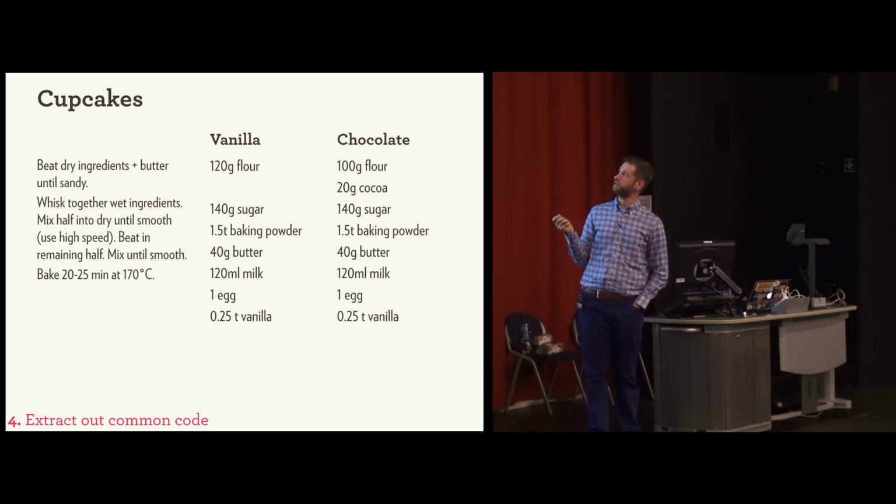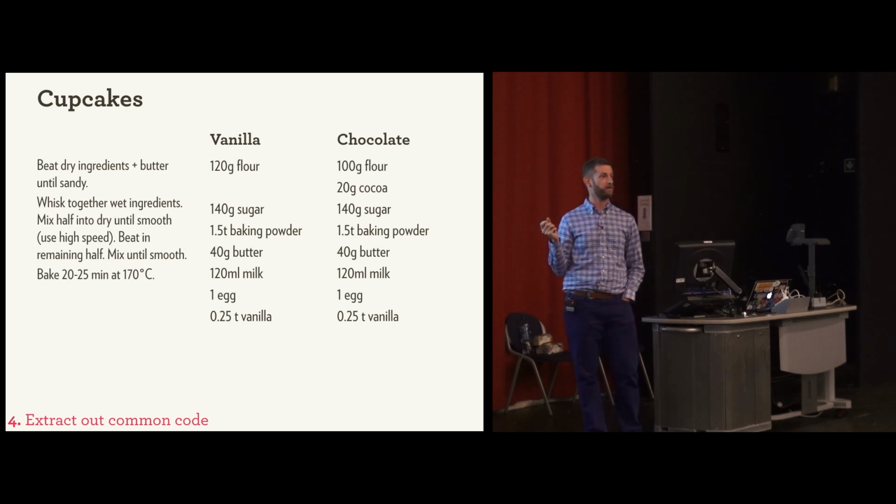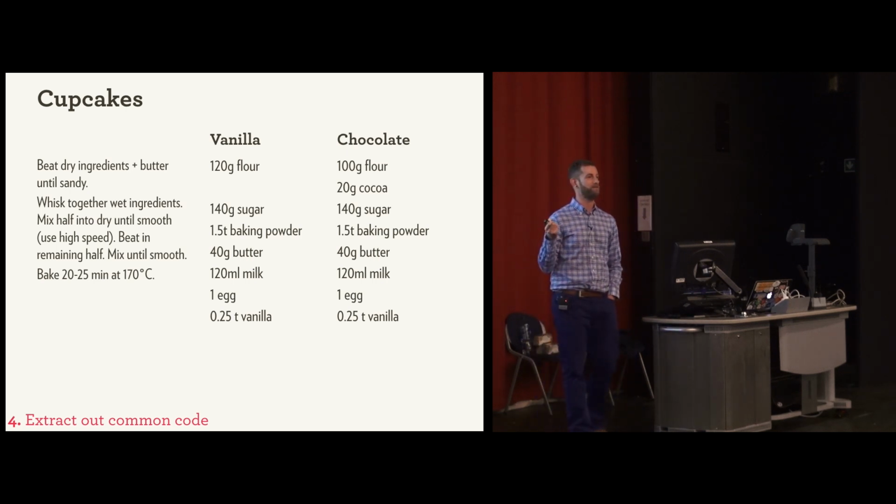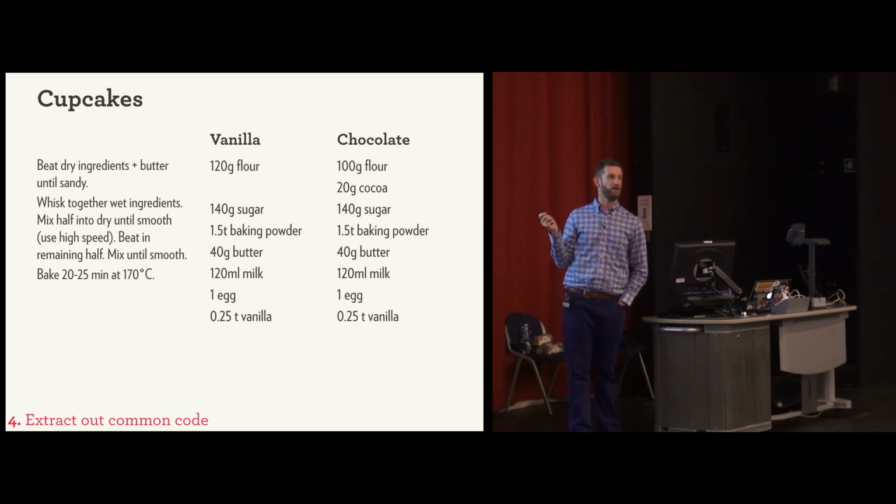It's that you substitute flour for cocoa. So this is useful because now if you made this cupcake and it wasn't chocolatey enough, it's kind of obvious what to do, right? You put more cocoa in instead of flour. Or if it was too chocolatey, you'd put more flour and less cocoa.